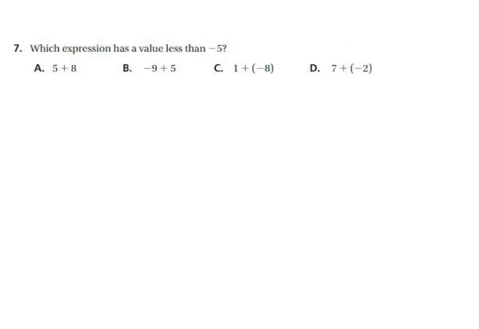For number 7, which expression has a value less than -5? 5 plus 8 is 13. -9 plus 5, that's -4. 1 plus -8 is -7. And 7 plus -2, that's actually just 7 minus 2, which is 5. So C would be the only expression that has a value less than -5.